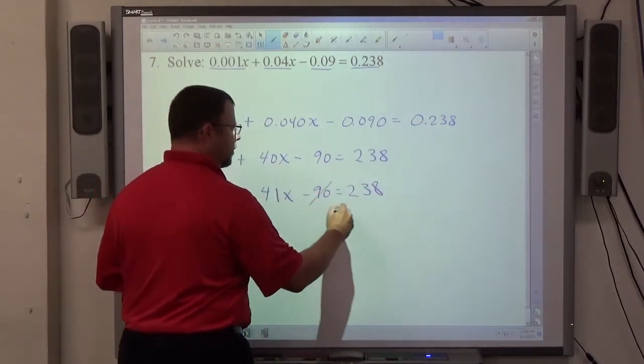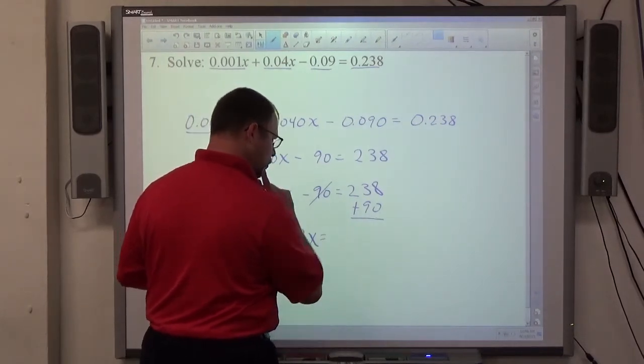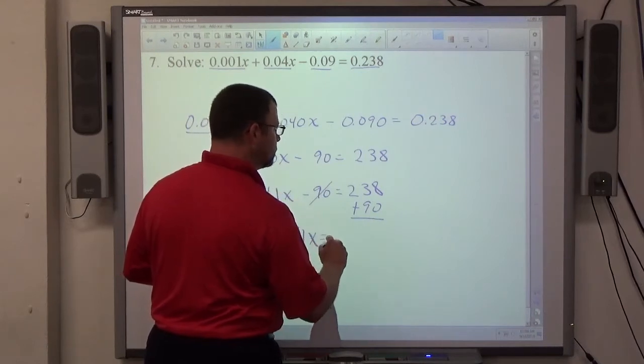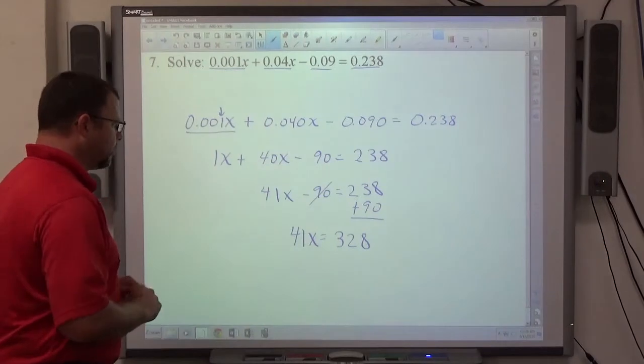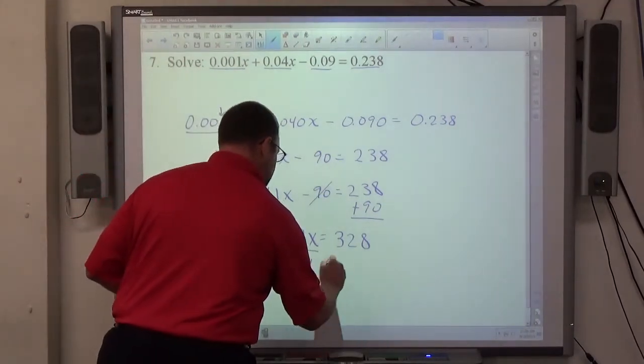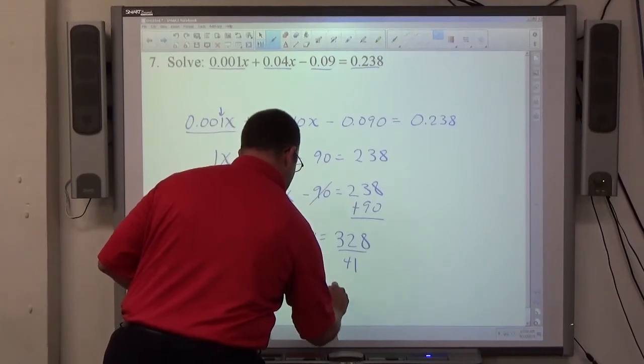And if I move the 90 to the other side, it becomes plus 90. And it gives me 41x is equal to 328. Dividing both sides by 41 gives me x equal to 8.